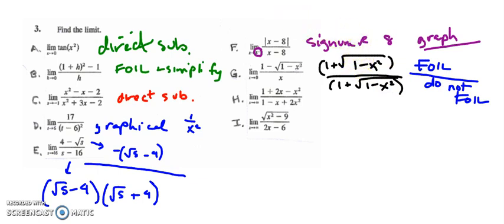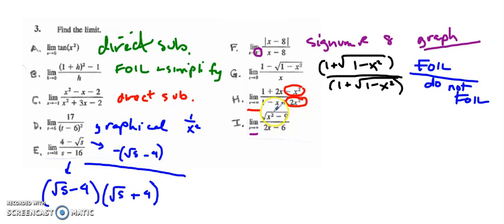For H, you have a rational function with a limit at infinity. So you want to look for the highest degree in the numerator and denominator and determine the end behavior based on the degrees. And then last, this problem I is a tricky problem because it's not a rational function, but it is a limit at infinity.